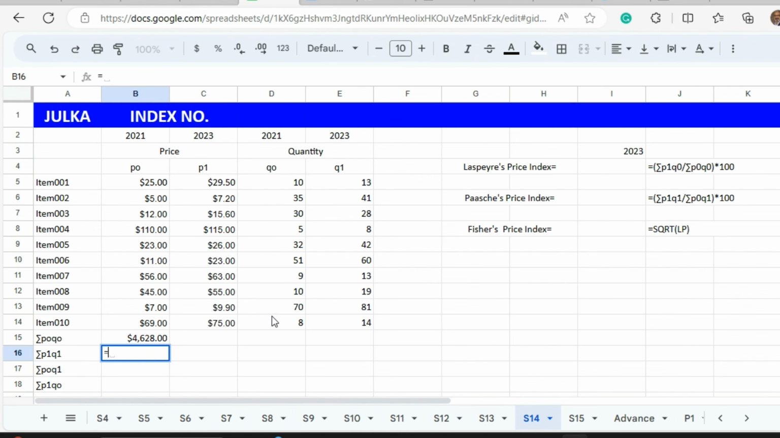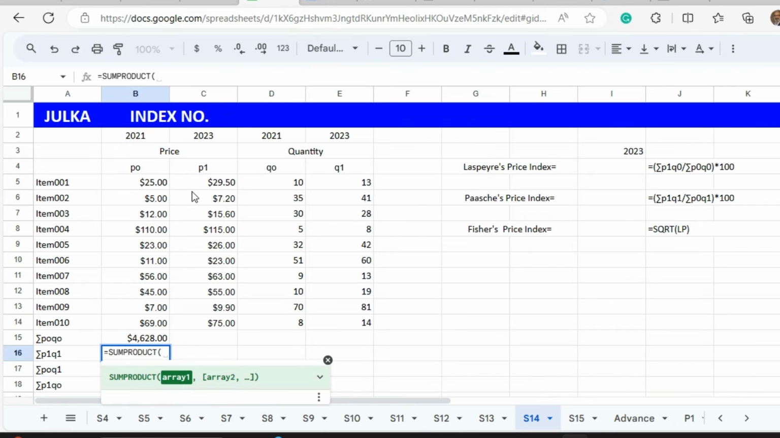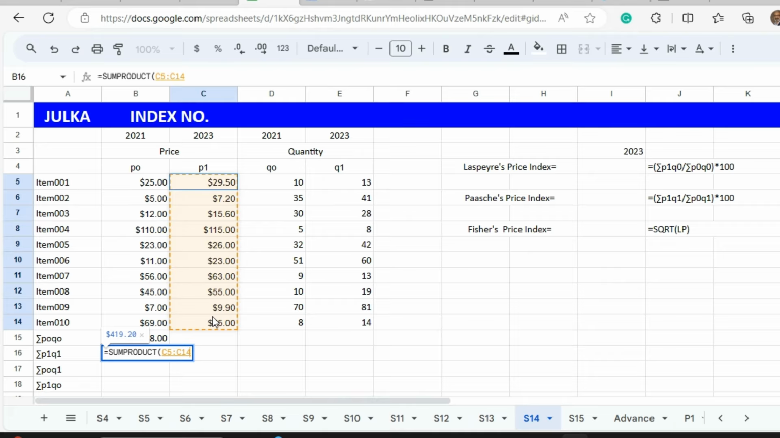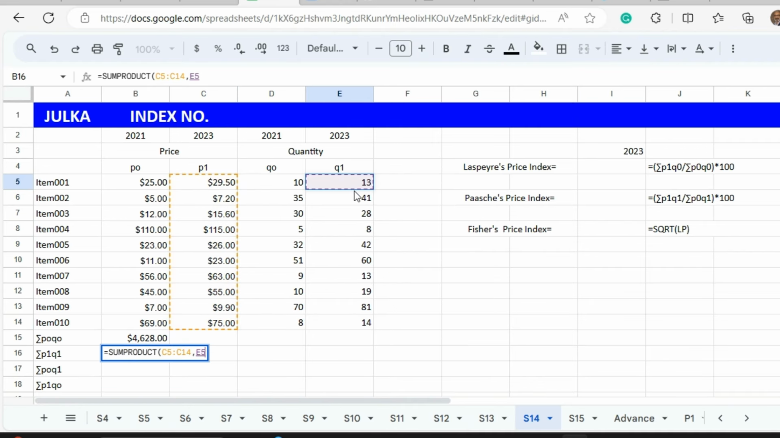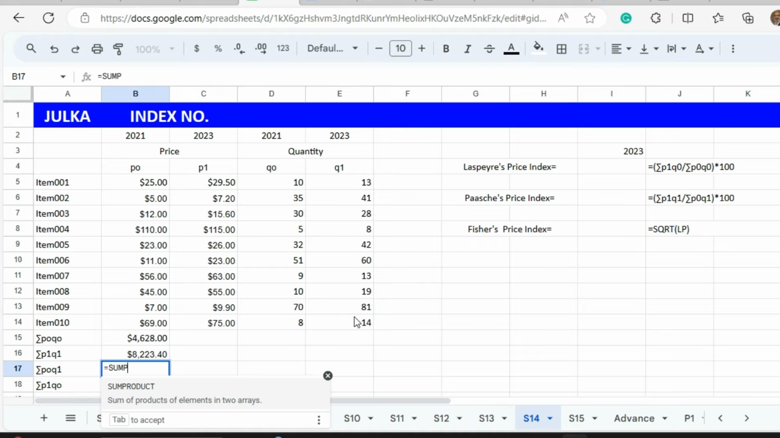Similarly, to calculate summation of P1 Q1, we use the same function SUMPRODUCT: range of P1 multiplied by the range of Q1. Using the same function, we will calculate summation of P naught Q1 and summation of P1 Q naught.